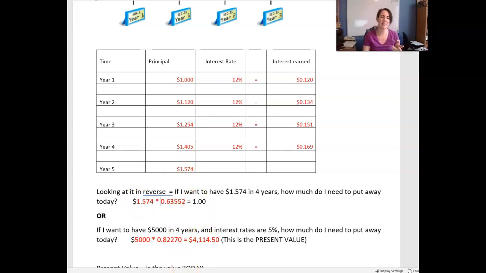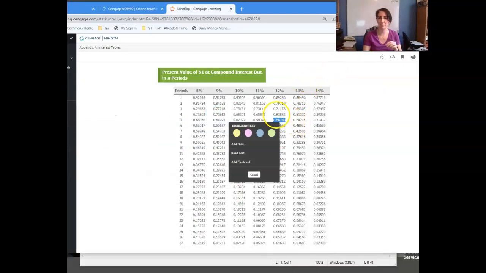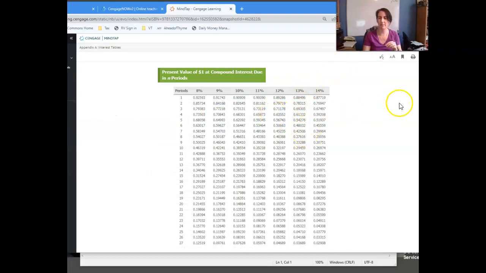If I take 1.574, my future value, times, I'm making up numbers. Hang on a sec. Oh, 4 years. I was saying 5 years. Hang on. Go back. 4 years. 0.63552.